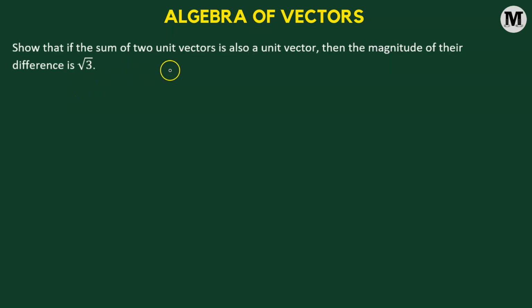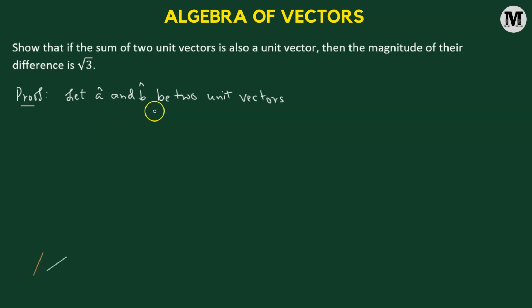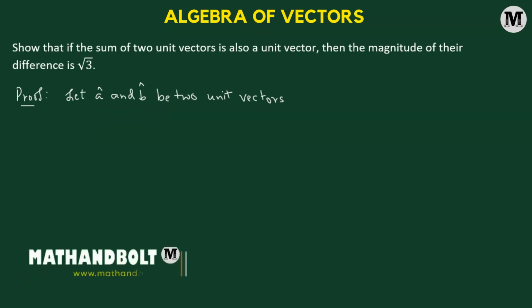Show that if the sum of two unit vectors is also a unit vector, then the magnitude of the difference is square root of 3. Let us begin. Here, we will begin by considering two unit vectors a cap and b cap. And we will suppose that these two unit vectors are the sides of a triangle.